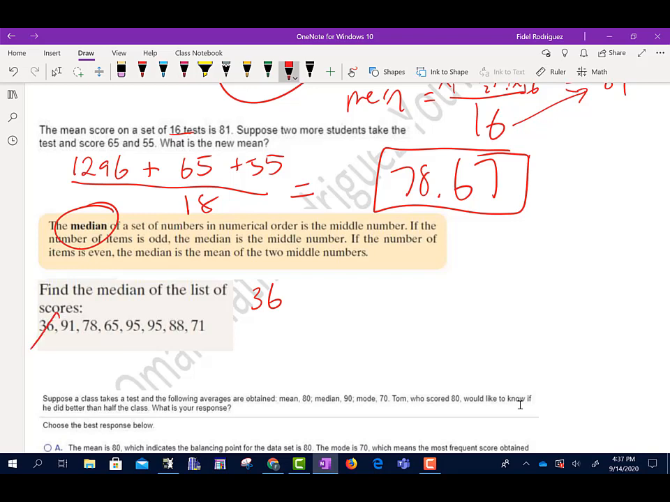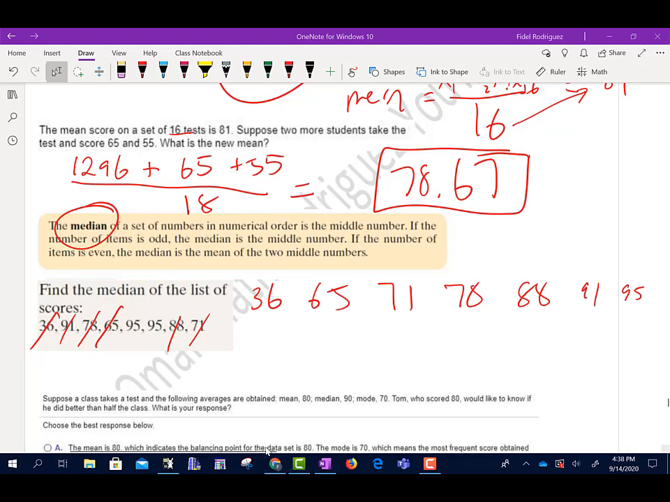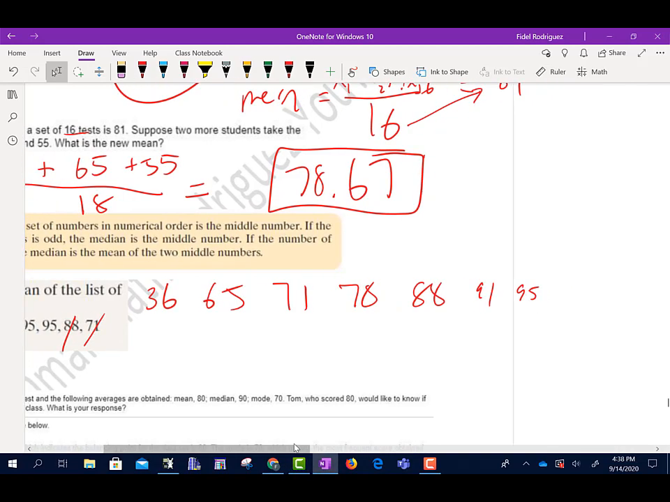So 36 is the smallest. Then it looks like we have a 65, and then we have a 71, 78, an 88, a 91, and 2 95s. Let me scroll a little bit to my right. There we go. And another 95. Now I'm going to count 1, 2, 3, 4, 5, 6, 7, 8. I got 8 numbers here.